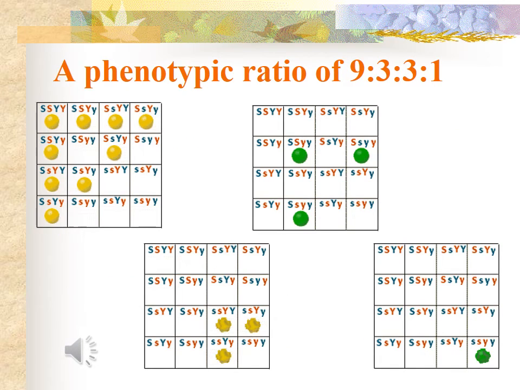So this tells you that the phenotypic ratio is 9:3:3:1. That means that there's 9 smooth yellow. On the next one, there is 3 smooth green. Then the next one is 3 wrinkled yellow, and finally 1 wrinkled green.